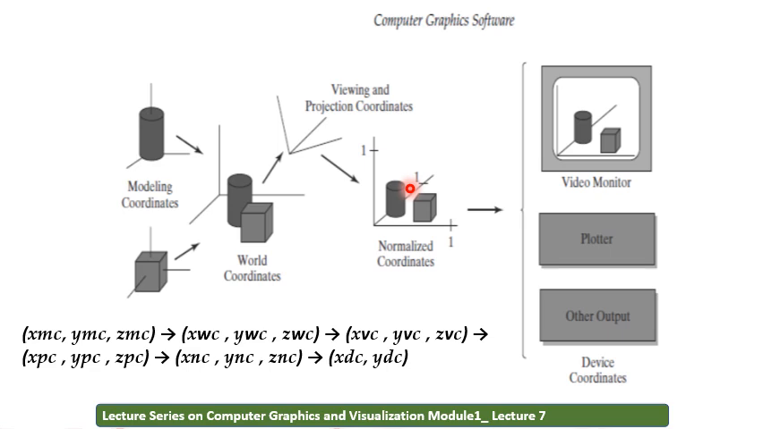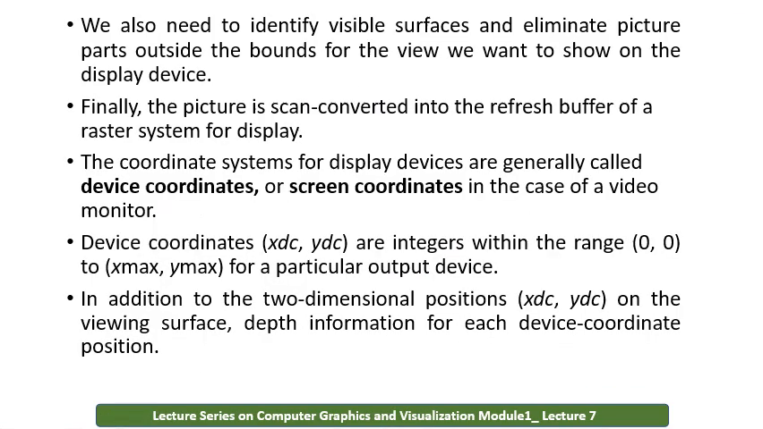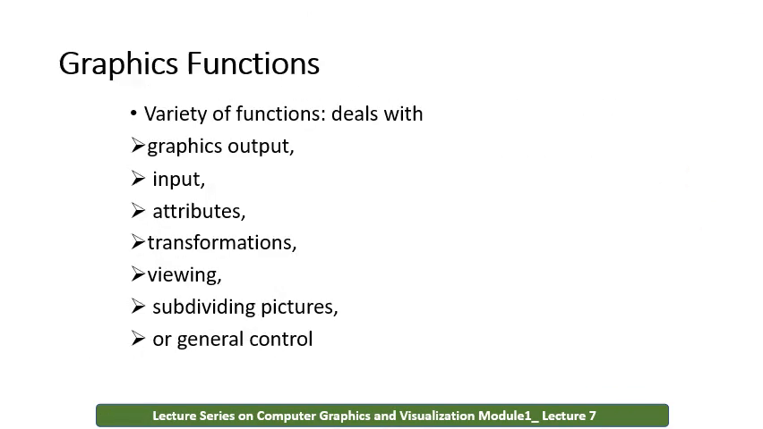So in addition to the two-dimensional position, XDC and YDC on the viewing surface, the depth information for each device coordinate position is stored for use in various visibility and surface processing algorithms. So this is all about the explanation of those things.